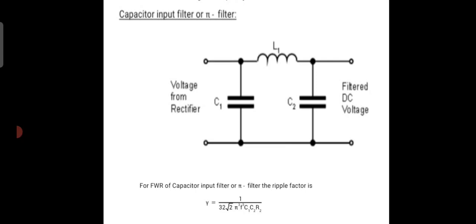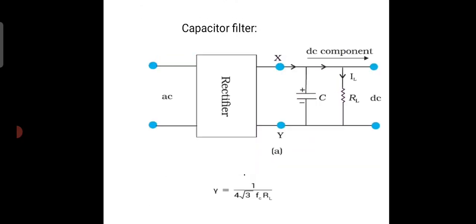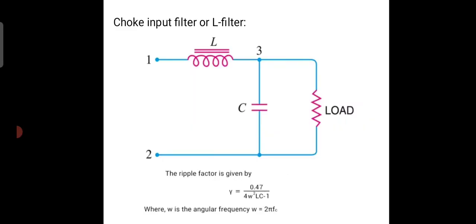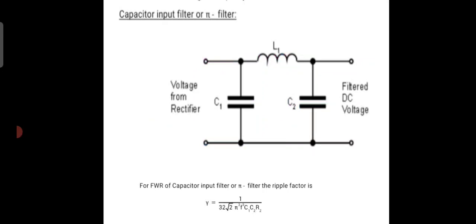In the first filter, only one capacitor is connected in parallel to the load resistance, but in the L section filter, the inductance and capacitor are connected in series, but that capacitor is parallel to the load resistance. Here at the load resistance both the capacitors C1 and C2 are parallel, but connected in series with the inductance L.